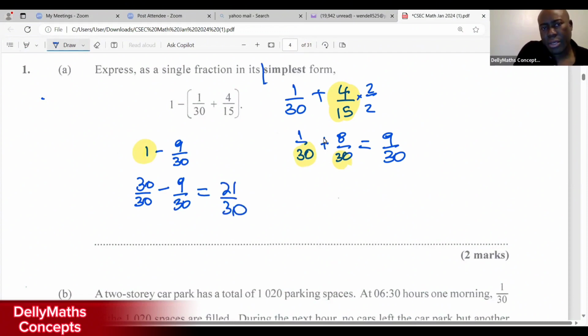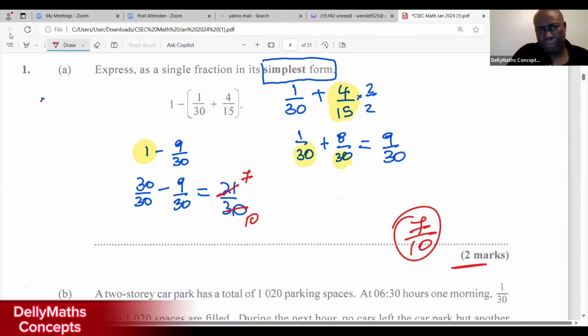Be careful, the question actually said that we need to put this in its simplest form. So in its simplest form, we could divide this by 3, I'll get 7. Divide this by 3, I'll get 10. My final answer is 7/10, right? So we could call it the 3 marks just for that.